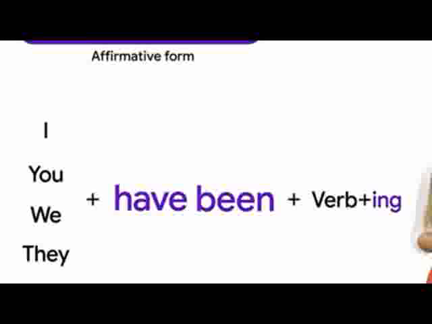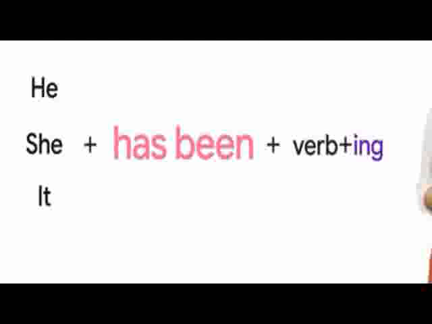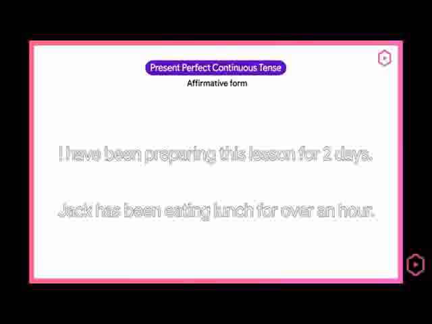present perfect continuous, so we will use ing with the verb. We will use have been and has been with he, she, it, and ing with the verb. So here are examples of present perfect continuous tense: I have been preparing this lesson for 2 days. One thing more, students, whenever we mention time in the sentence, we use for or since in present perfect continuous tense.